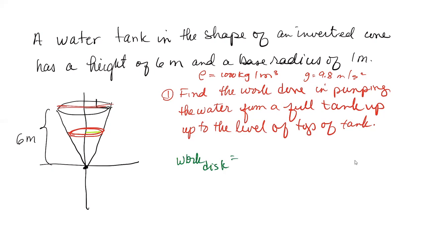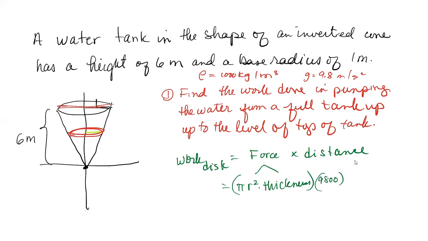And the work required to lift one little disc, wherever it has to go, is the force required to lift that little disc times the distance that it has to travel. And remember, force is just the weight of that disc. So that's going to be pi times the radius squared times the thickness for the volume of the little disc, times density times gravity. I'm just going to multiply those together, and then we'll have times the distance.